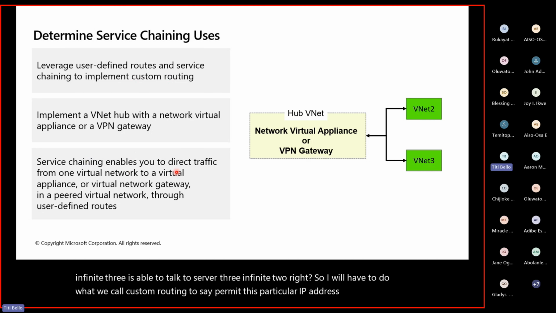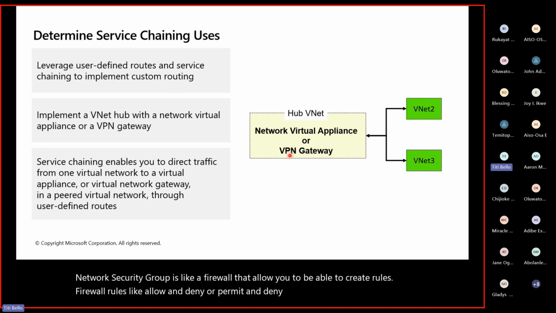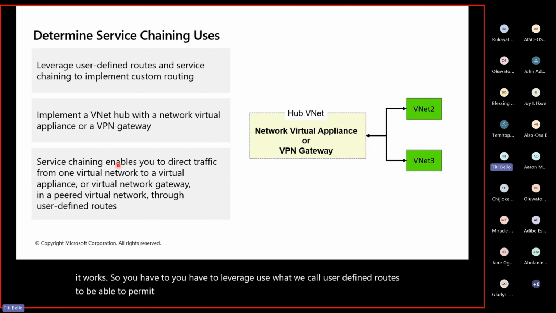Remember, in one of the courses, we talked about a network security group, which I think was last week as well. A network security group is like a firewall that allows you to create firewall rules, like allow and deny, or permit and deny rules, to allow traffic to either pass through or be dropped. So that's the same way it works. So you have to use what we call user-defined routes to be able to permit services across the virtual network.